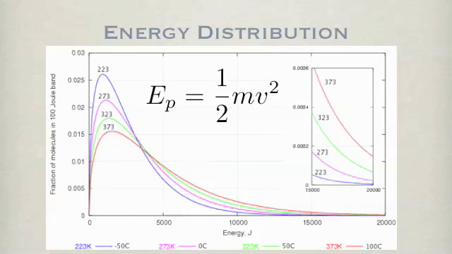Each molecule with a specific velocity has a specific amount of energy. This graph shows the energy distribution with respect to temperature. As the temperature increases, the probability of higher energy increases.